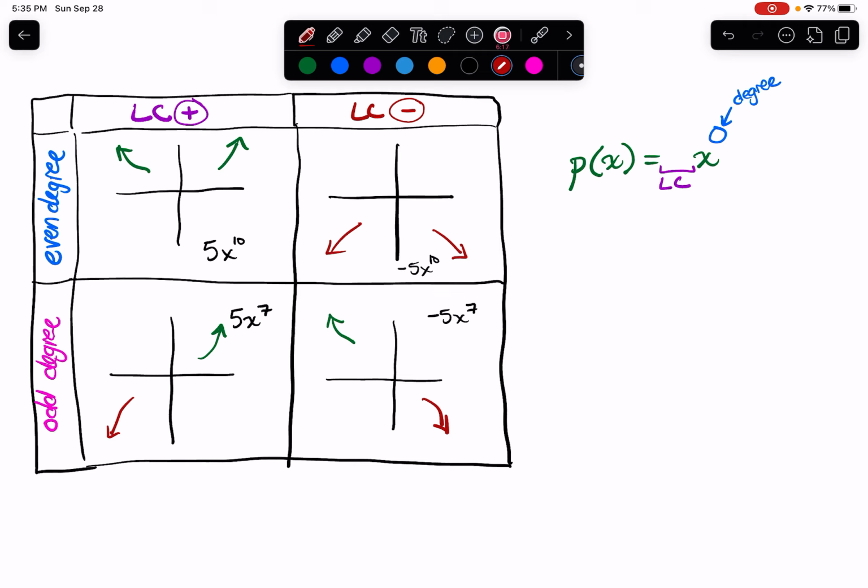So I can use my end behavior notation to describe these 4 options, but the leading coefficient and the degree will tell me the overall shape of the end behavior of my polynomial.